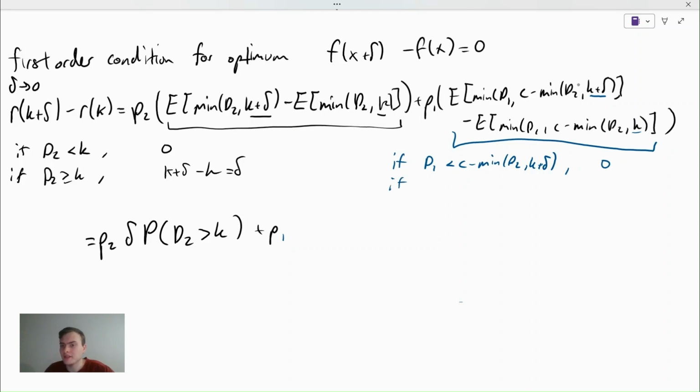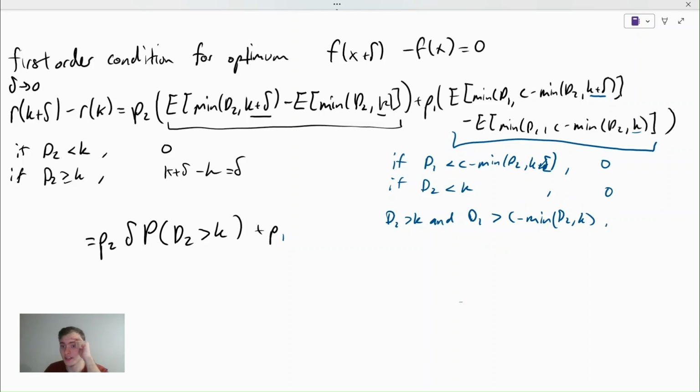If we get d2 to be the minimum, so d2 is less than k, then we're going to get rid of this k plus delta, and we're just going to have d2 on both, right? And we're subtracting the same thing. So really, we want to have the case where d2 is greater than k and d1 is greater than c minus min d2 k. Or yeah, you don't have to have the delta here because we're just comparing it to this, right?